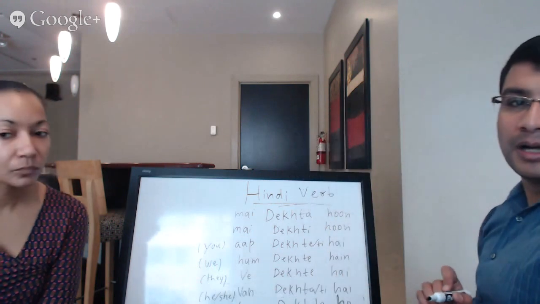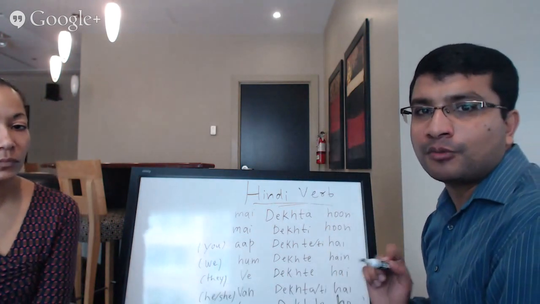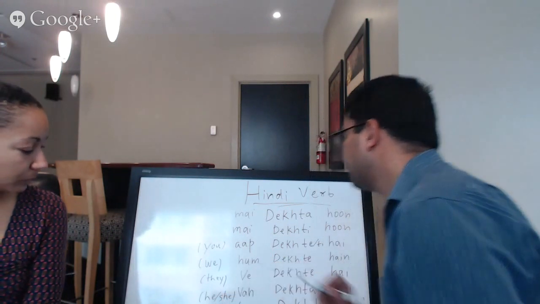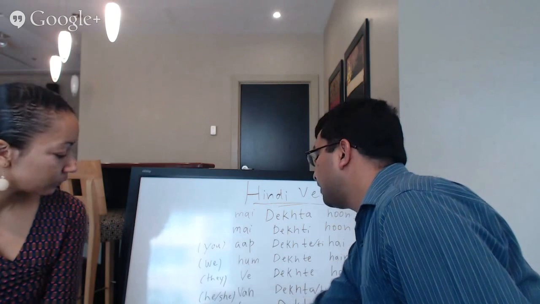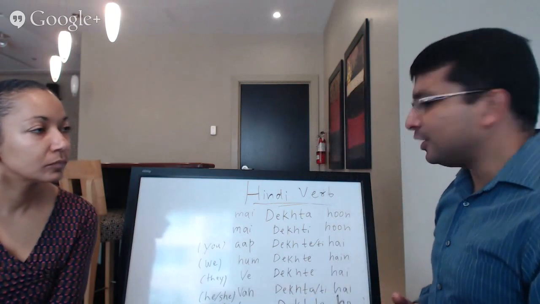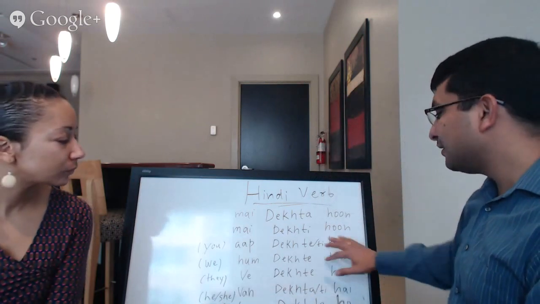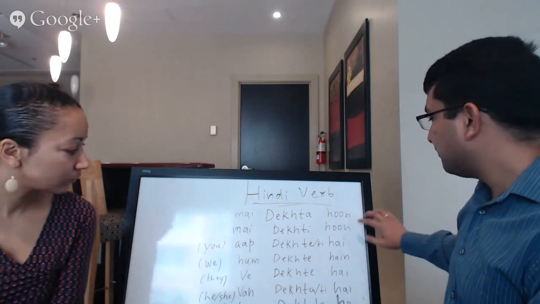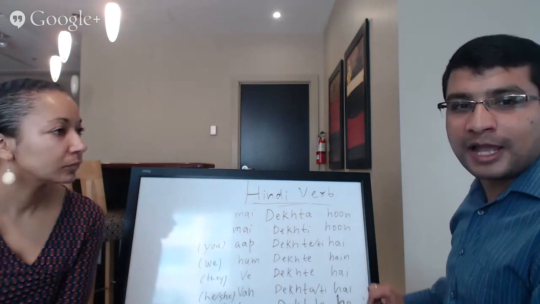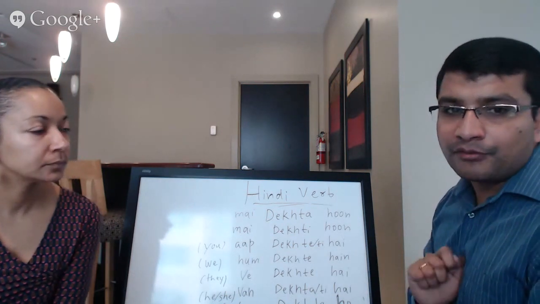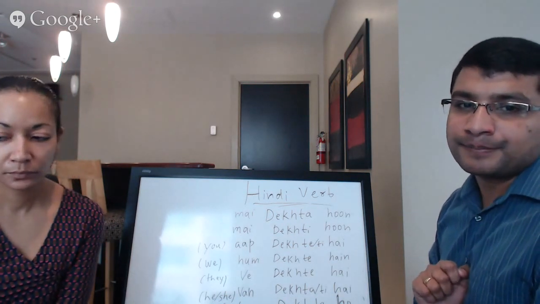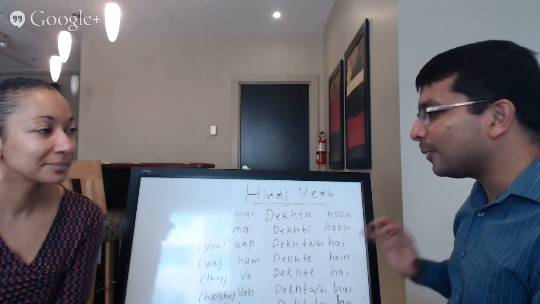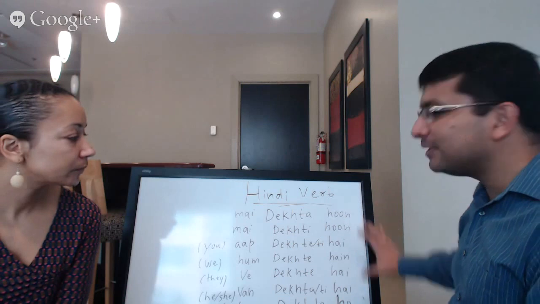And तुम देखते हो, तुम is informal you. Now, your homework here would be to pay attention to all the 7 sentences that we have, and take one of the verbs that we used in this lecture. Okay, and your homework would be to come up with these 7 sentences.